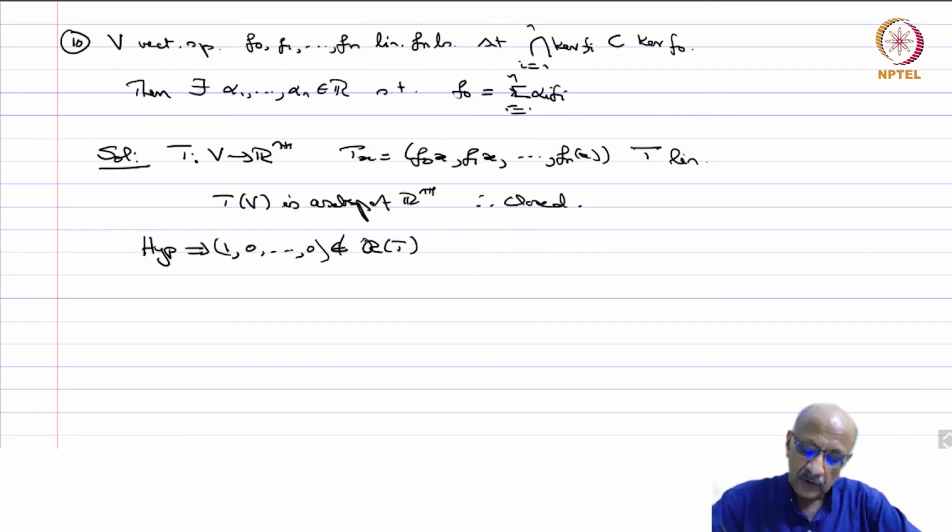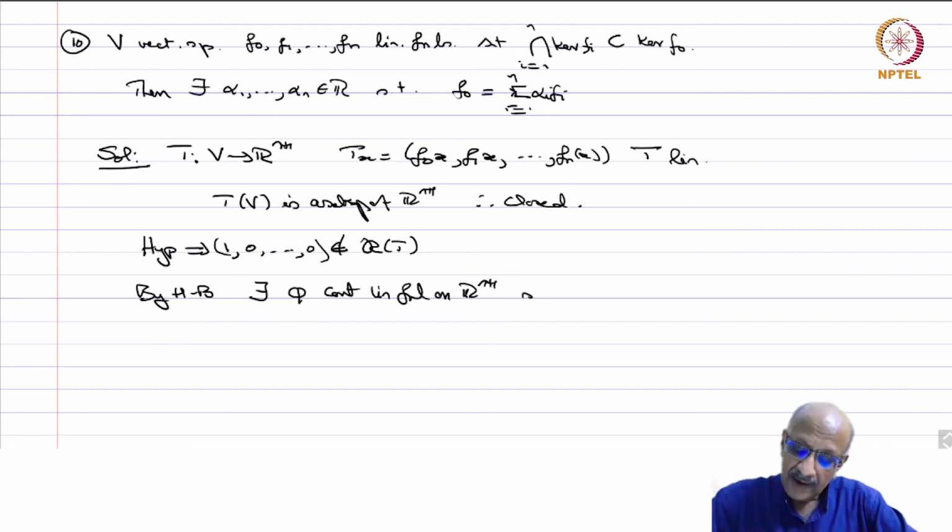What happens if (1, 0, ..., 0) is in the range of T? That means f1 x, f2 x, ..., fn x are all 0. That means x belongs to the intersection of the kernels. Therefore, it should belong to the kernel of f naught, and therefore f naught x must be 0, but f naught x is equal to 1. So that is not possible. So this is not in the range. So by Hahn-Banach, there exists a continuous linear functional phi on R^(n+1) such that phi restricted to T(V) is identically 0 and phi on (1, 0, ..., 0) is not 0.